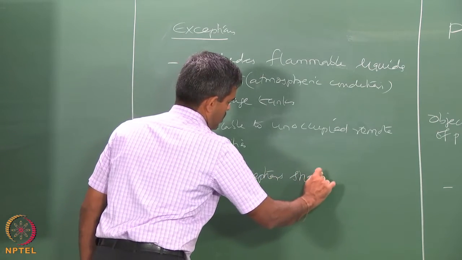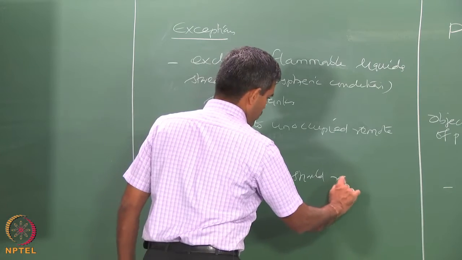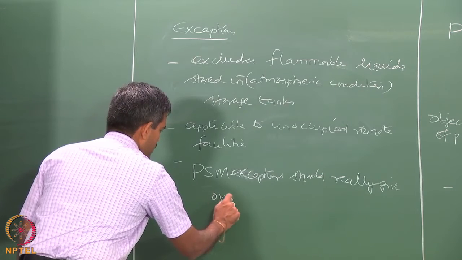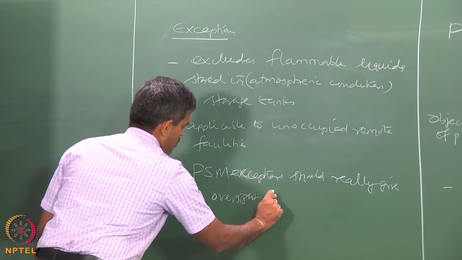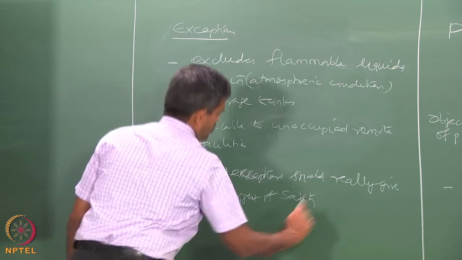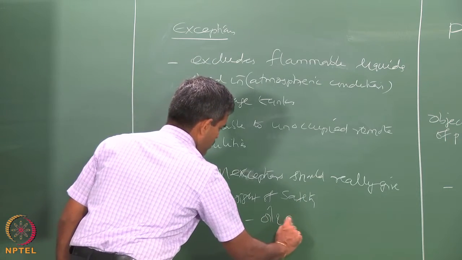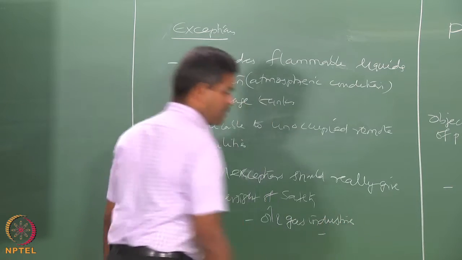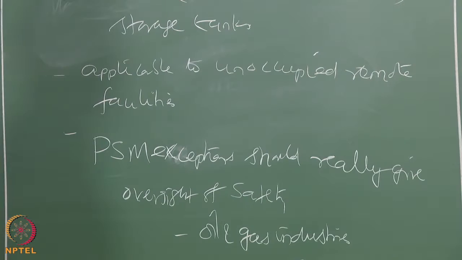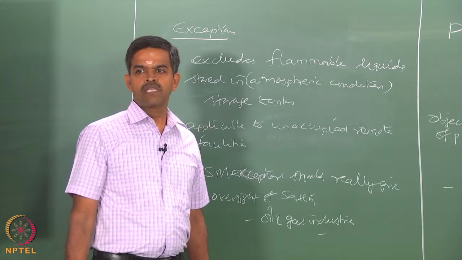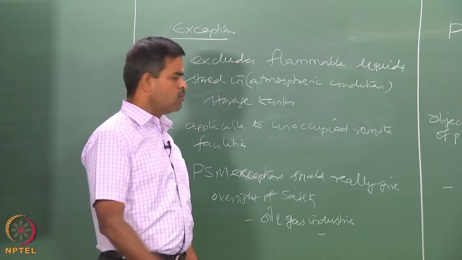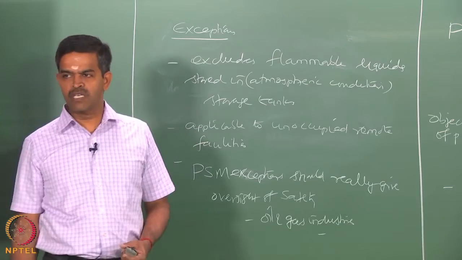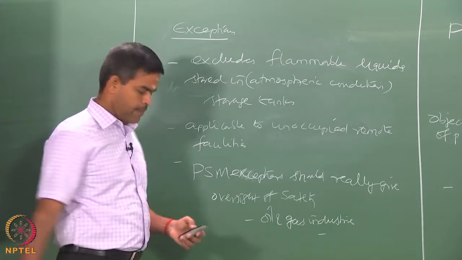should really give oversight of safety, because oil and gas industries have other standards, such as the flammable liquid standards given by OSHA, which are much more strict and stringent compared to general standards applicable to any process industry as recommended by a PSM program.